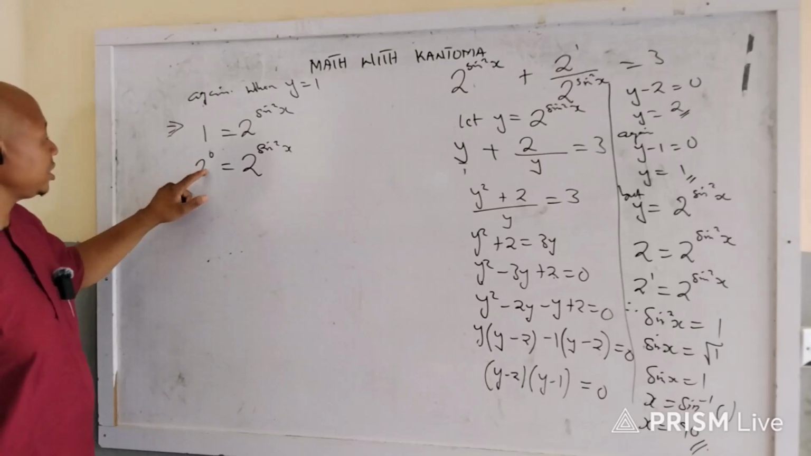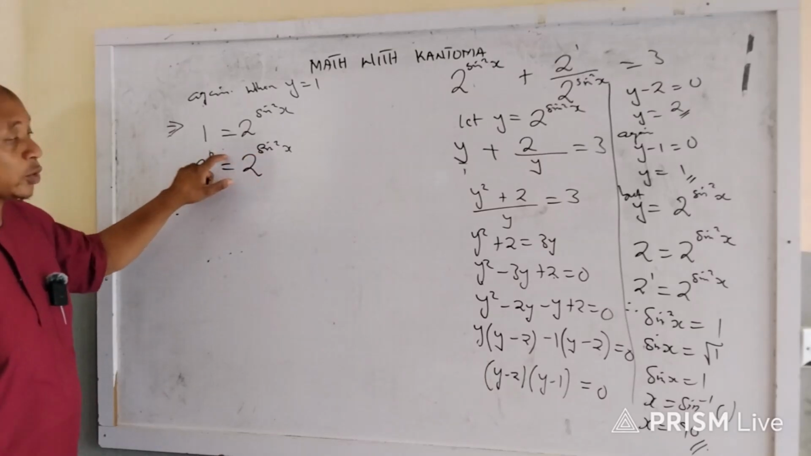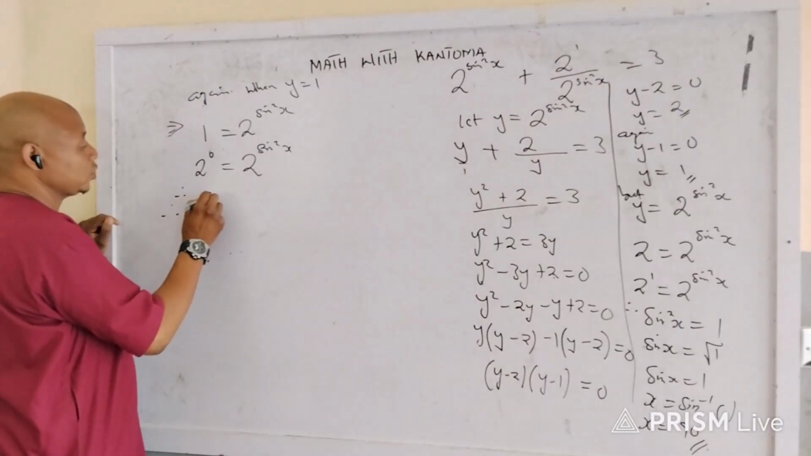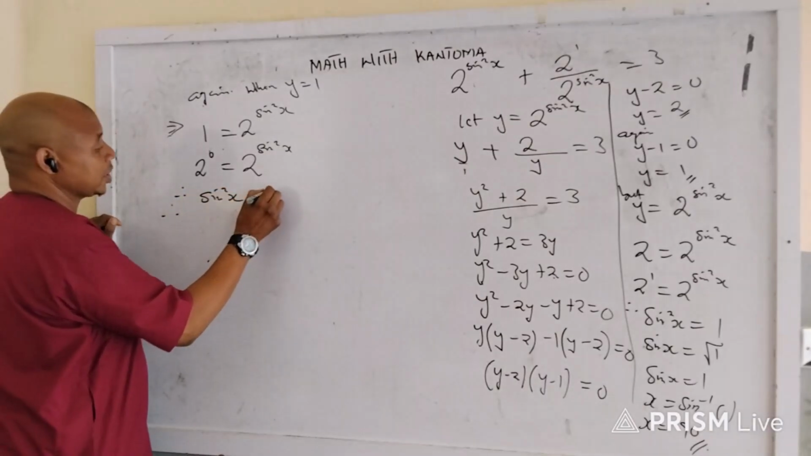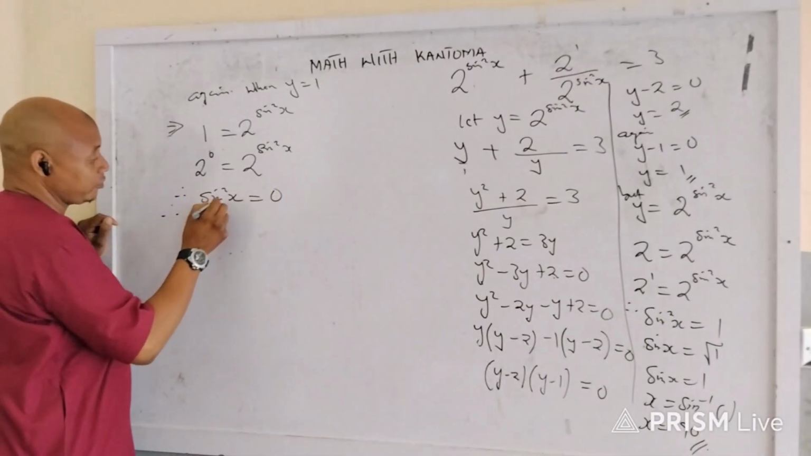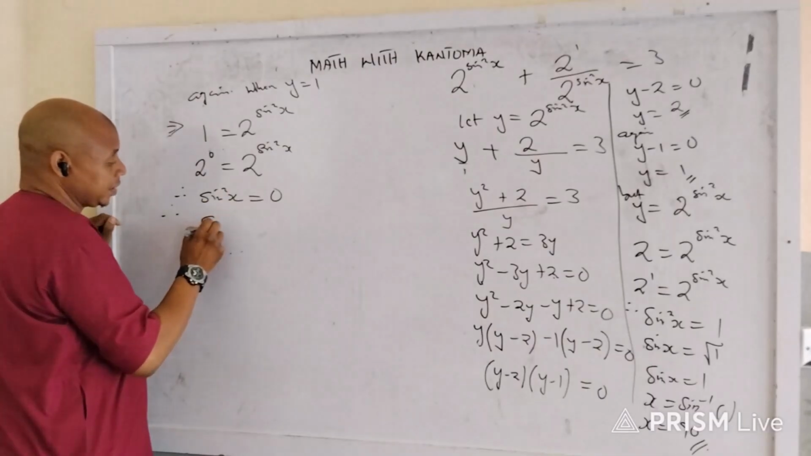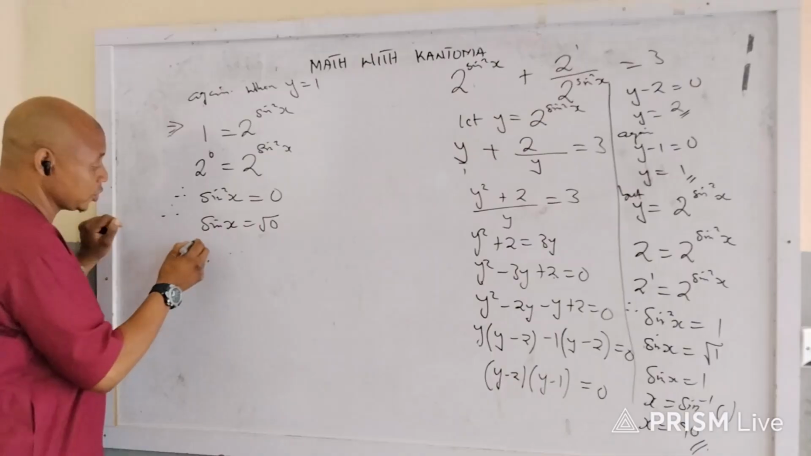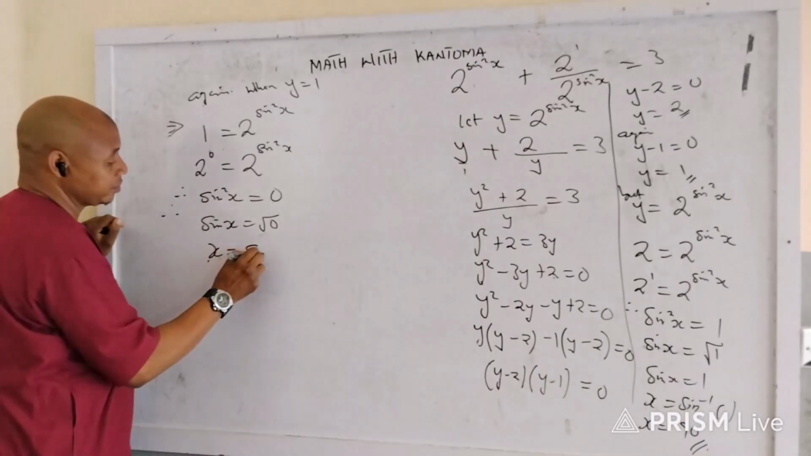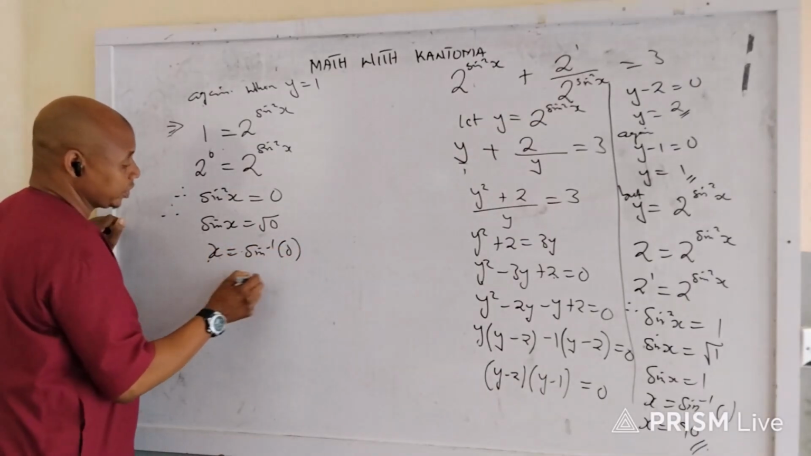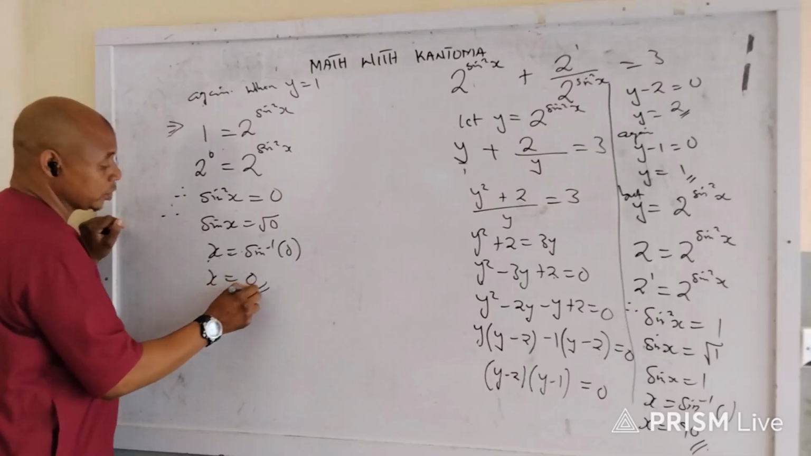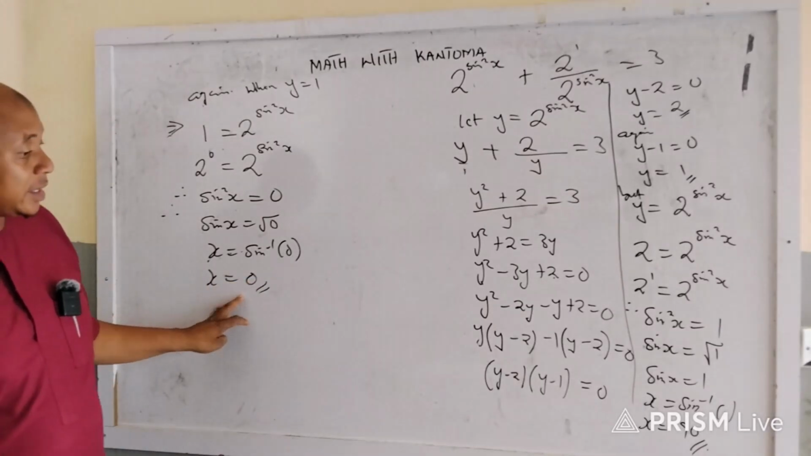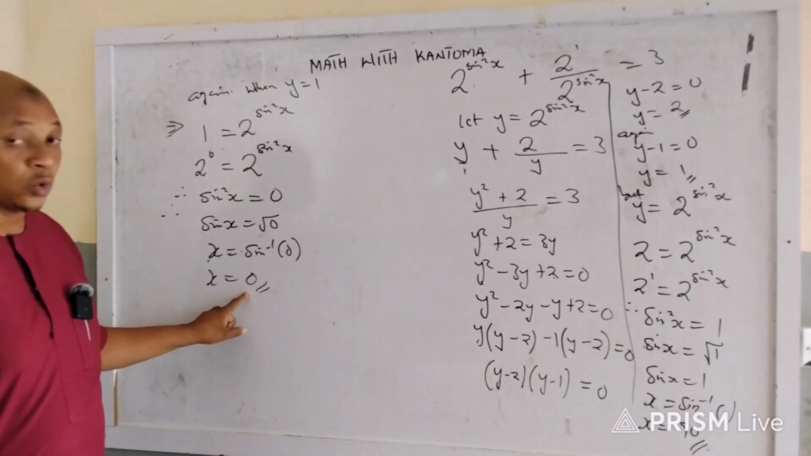Now, if these bases are equal, then the powers will also be equal by the law of indices. Therefore, sine square x is now equal to 0. When we take the square root of both sides, sine x is going to be the square root of 0, which is also 0. Therefore, x is equal to sine inverse of 0. And what is sine inverse of 0? It is 0. So now the value of x is either 90 or 0.